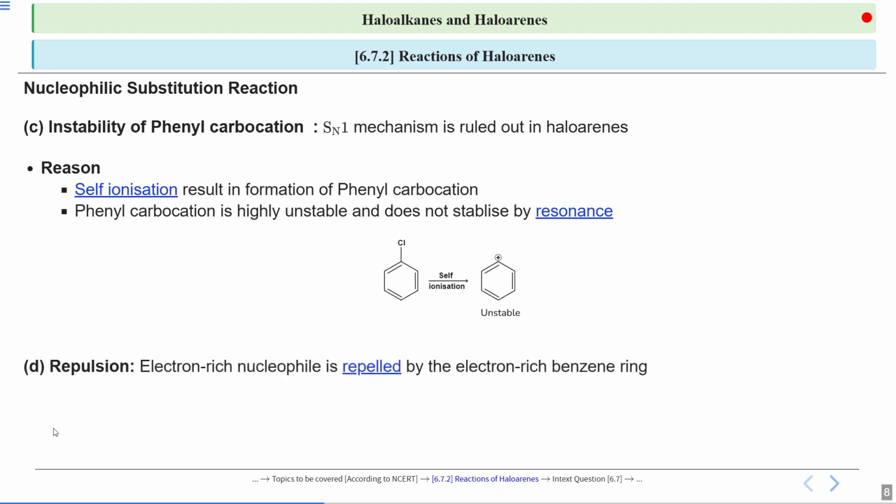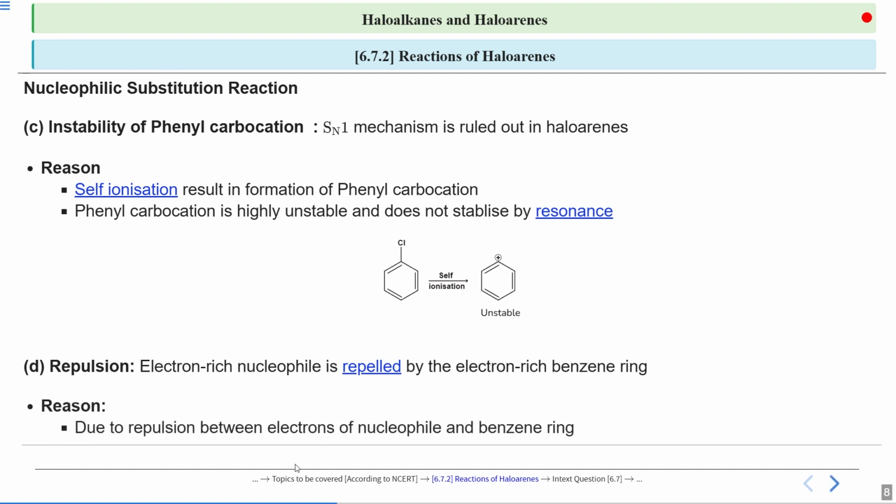The fourth reason for the lesser reactivity of haloarenes towards nucleophilic substitution reaction is repulsion. Electron-rich nucleophile is repelled by the electron-rich benzene ring. So the electron-rich nucleophile which is coming towards the haloarenes is repelled by the electron-rich benzene ring. So it is less likely to attack. The reason behind this is the repulsion between the electrons of the nucleophile and the benzene ring.